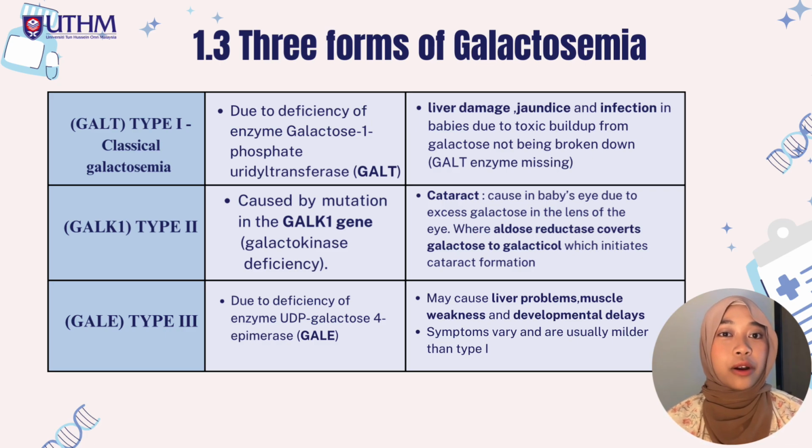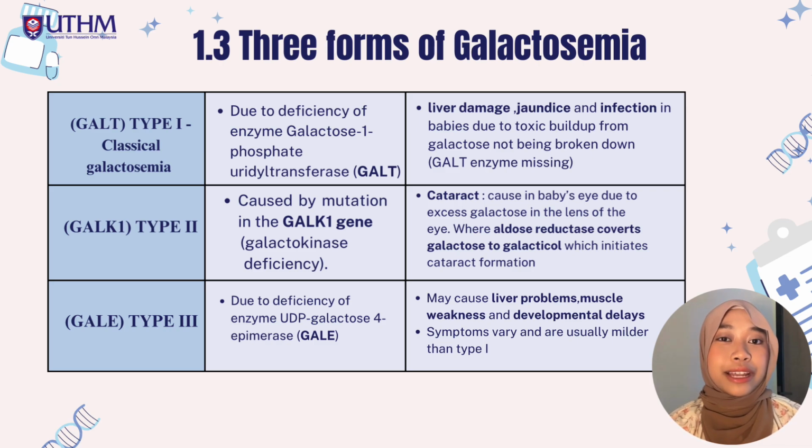Firstly, type 1 or classical galactosemia, caused by GALT deficiency. Next is type 2, caused by mutations in the GALK1 gene leading to galactokinase deficiency. Lastly, type 3, caused by GALE deficiency, which affects the enzyme UDP-galactose 4-epimerase.